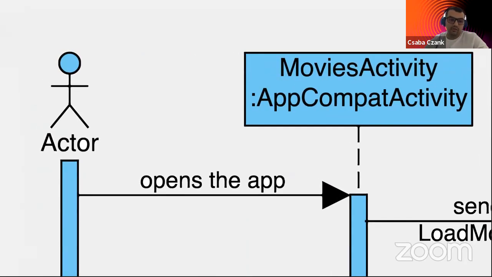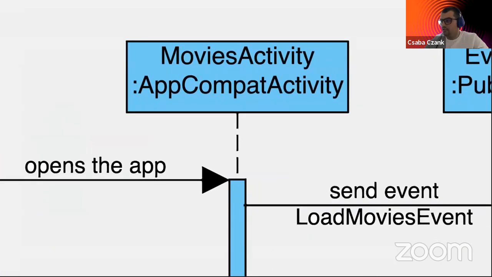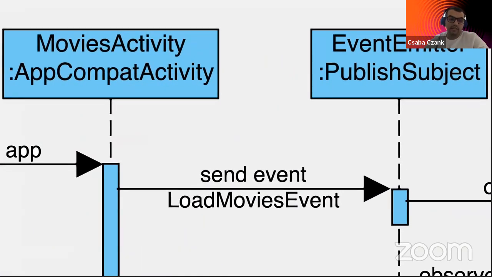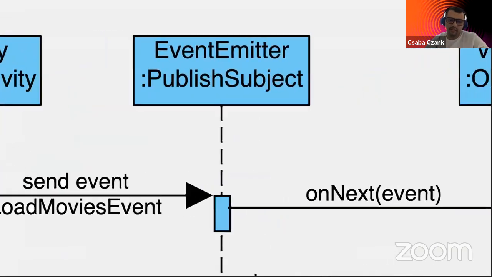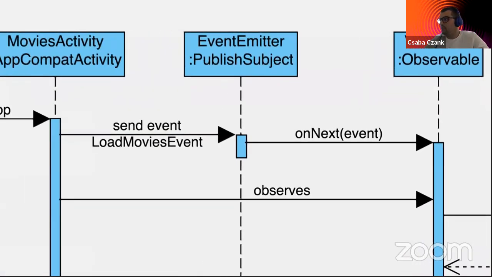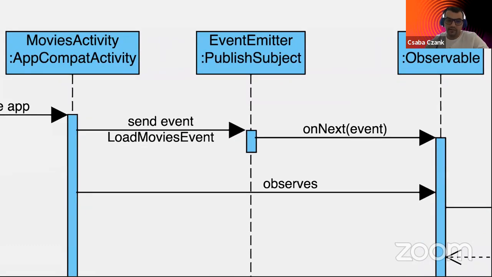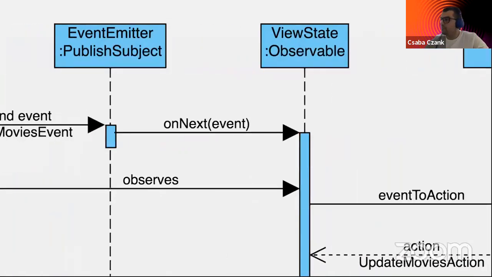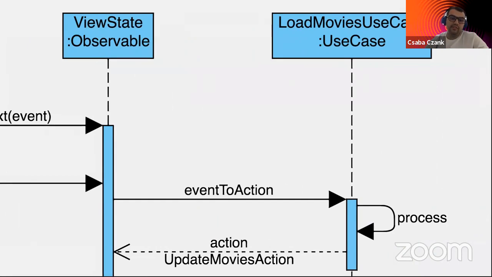The first step is opening the application by the user. In the next step, the activity sends the event to load the movies list using the event emitter. The event emitter forwards this event to the view state. The view state is observed by the activity. The view state maps the received event to a use case, in our case, the one for loading movies.